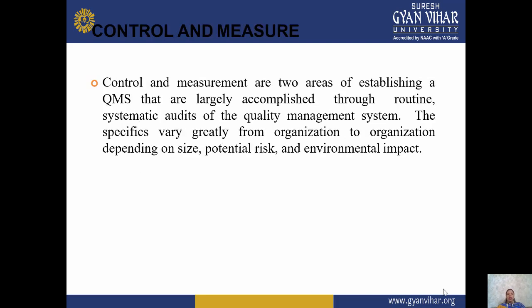Control and measure. Control and measurement are two areas of establishing a QMS that are largely accomplished through routine systematic audits of the quality management system. The specifics vary greatly from organization to organization depending on size, potential risk, and environmental impact.